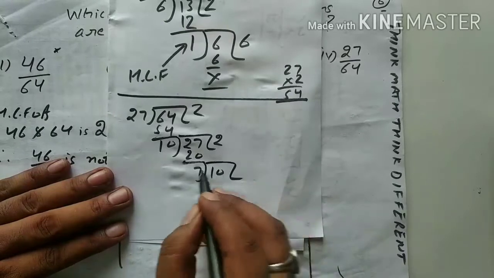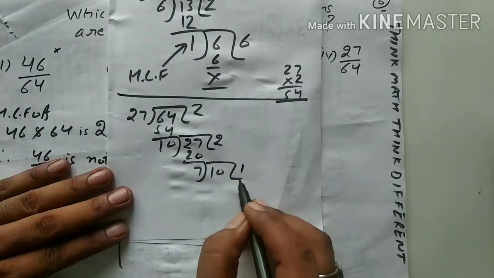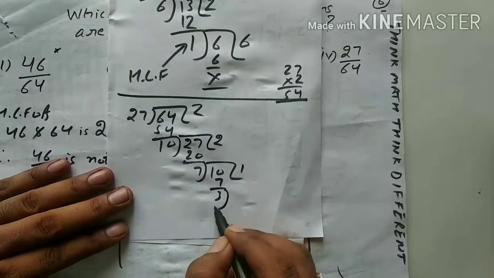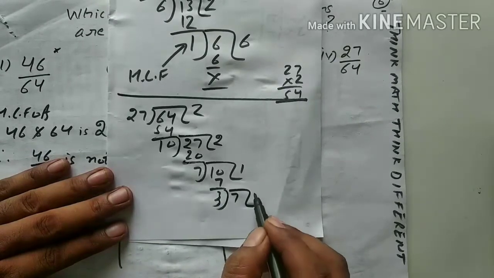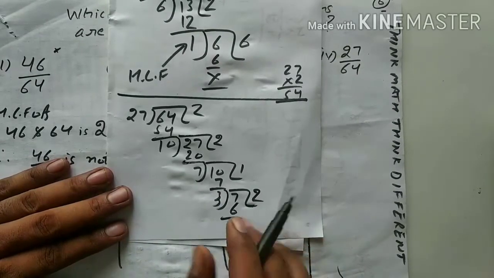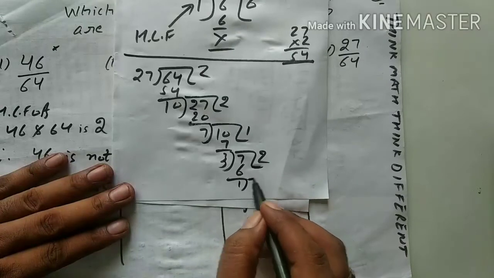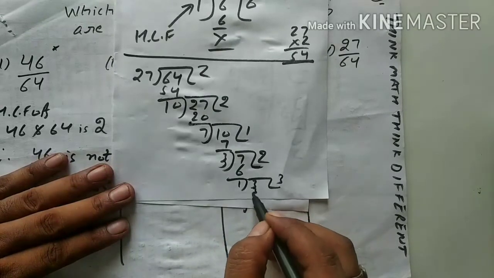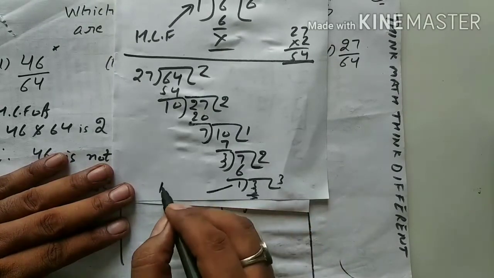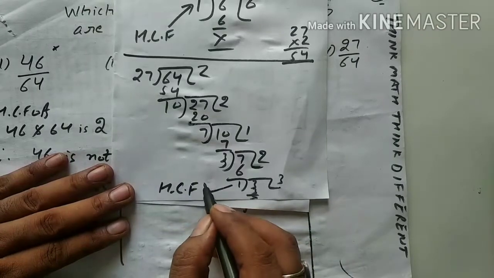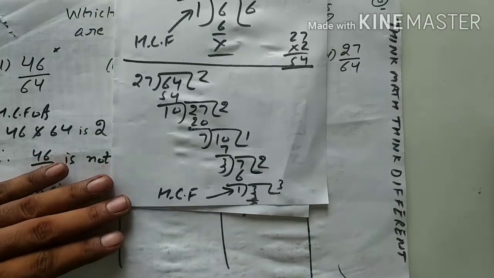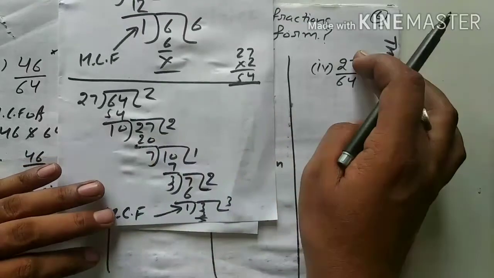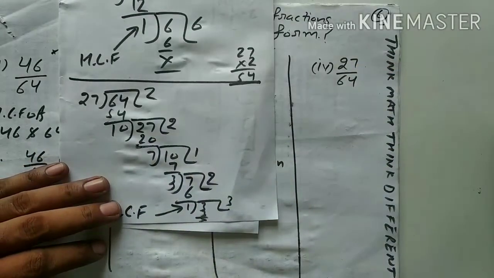Now again I will divide 10 by 7. So 7, 3. Now I will divide 7 by 3. So 6. And what is the remainder? 1. Now 3 ones are 3, that is cancelled. The HCF is 1. Okay student, the HCF is 1. Therefore 27 over 64 is in simplest form.